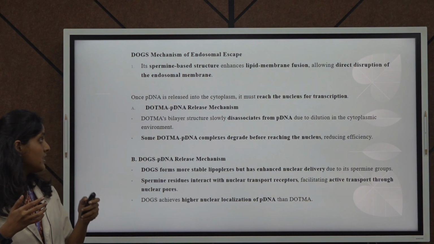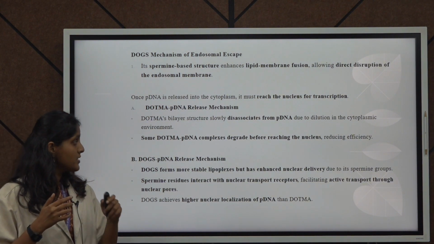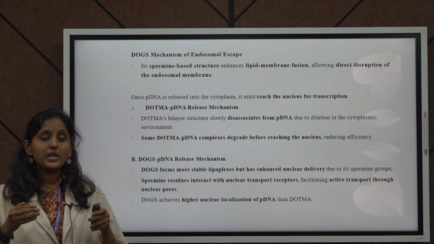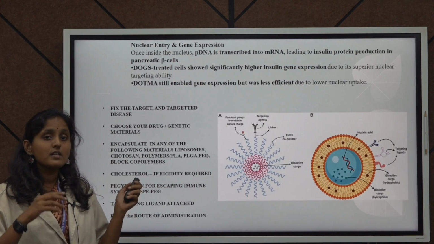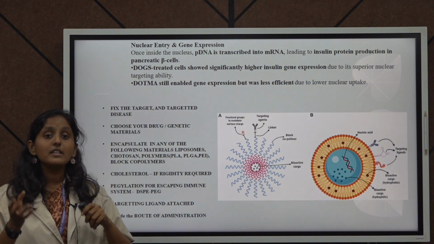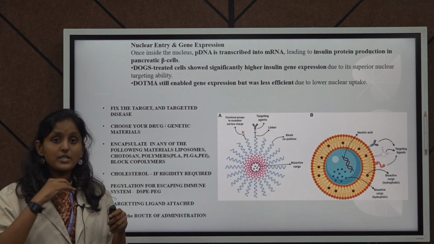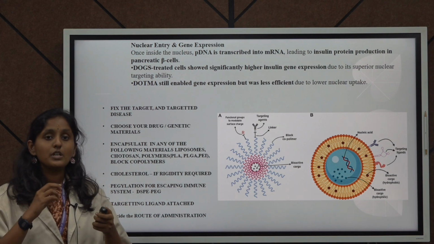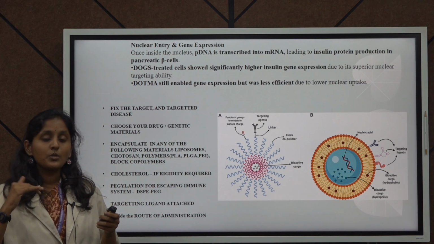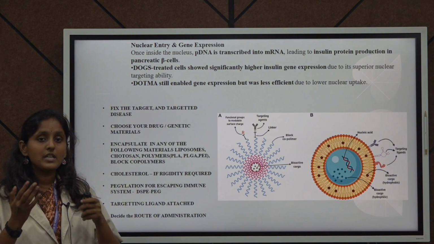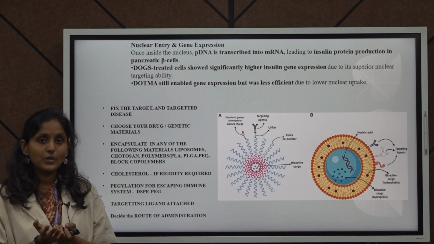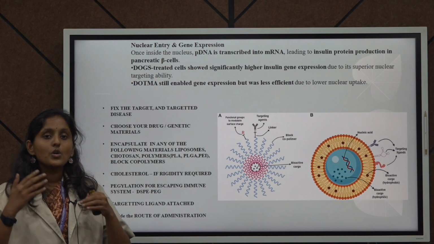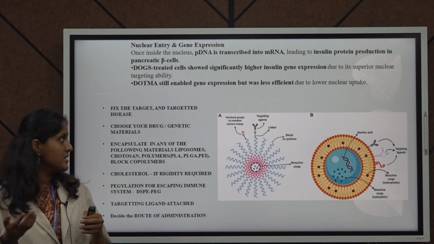Due to the presence of spermine groups, the plasmid DNA that is carried into the cell through DOGS is going to get into the nucleus through the nuclear receptors, and they are going to interact with the genetic material present inside the nucleus, and protein expression is seen. So comparatively, DOGS is going to have higher performance.